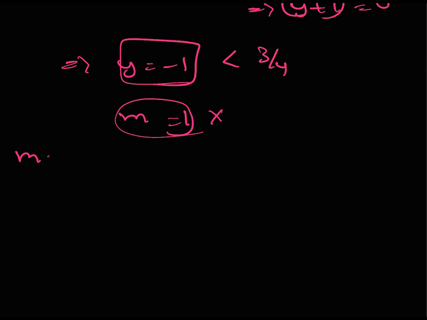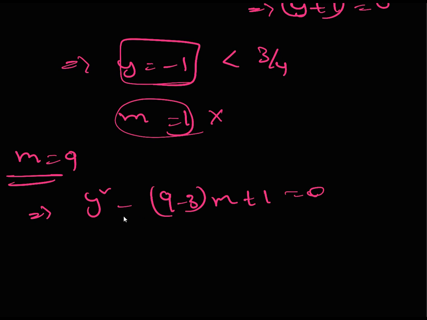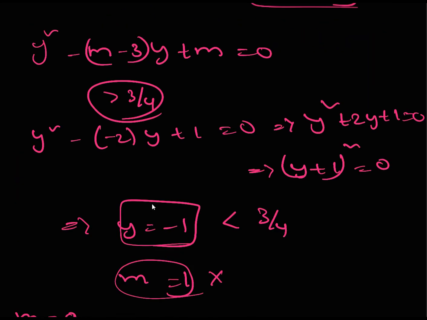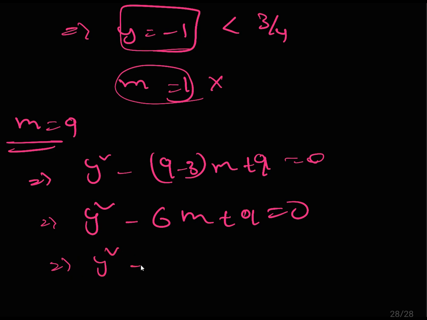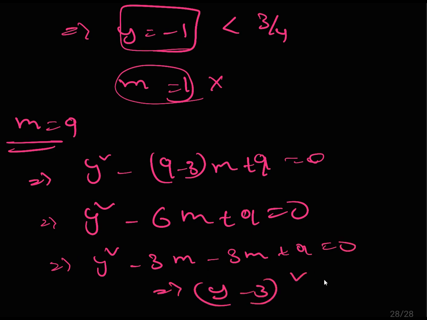Now let us try m equals to 9. We will get y square minus (9 minus 3) times y plus 9 equals to 0. That implies y square minus 6y plus 9 equals to 0. That implies (y minus 3) whole square equals to 0.